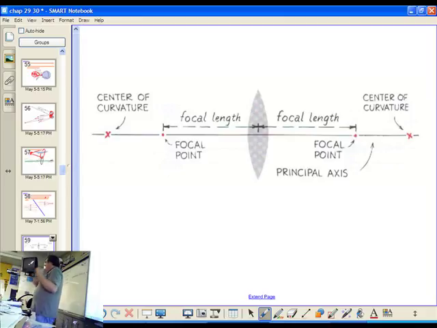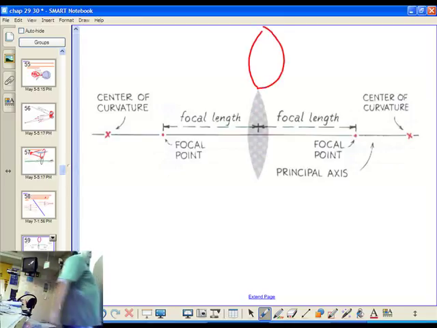The greater the curve, usually the shorter the focal length. The less the curve, the longer. But if I made a lens like this, would that have the same focal length? No, this is what would be called an asymmetric lens. In fact, this is how eyeglasses look. Eyeglasses are not usually ground this way.